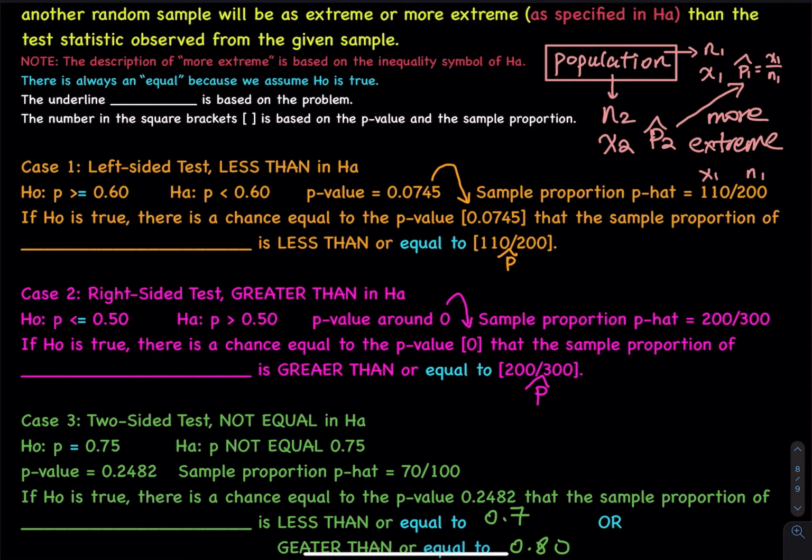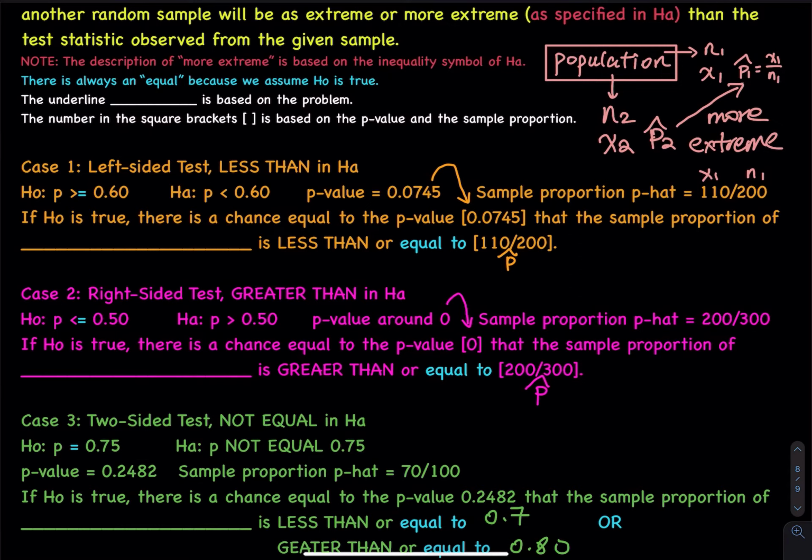If H0 is true, there is a chance equal to the p-value. This is correct in every single problem. It doesn't matter which side you are doing. You start with, if H0 is true, there is a chance equal to the p-value, and then you fill in the p-value to the square bracket.